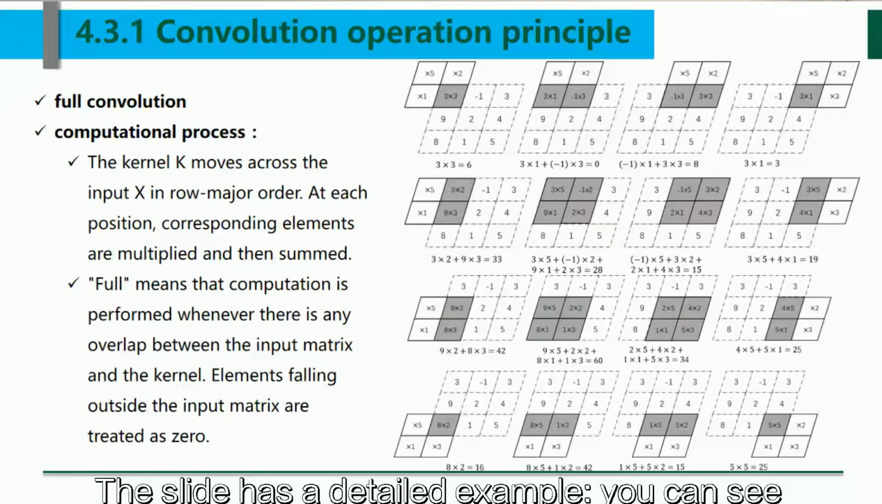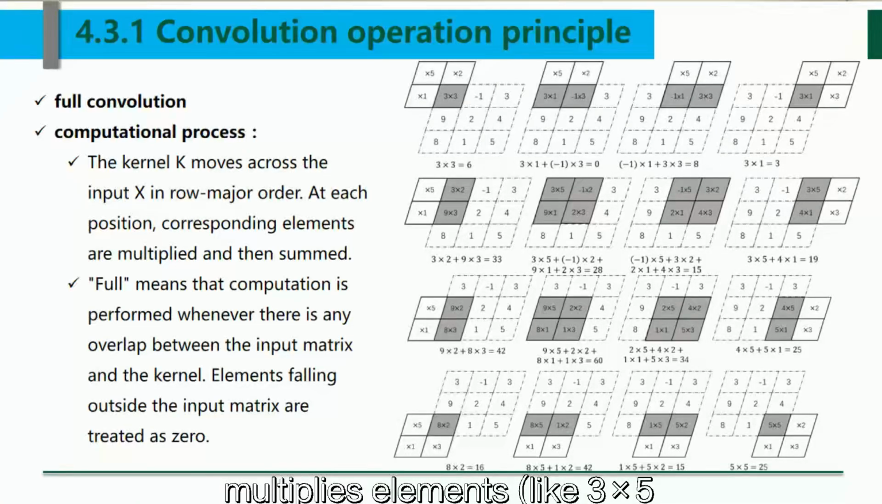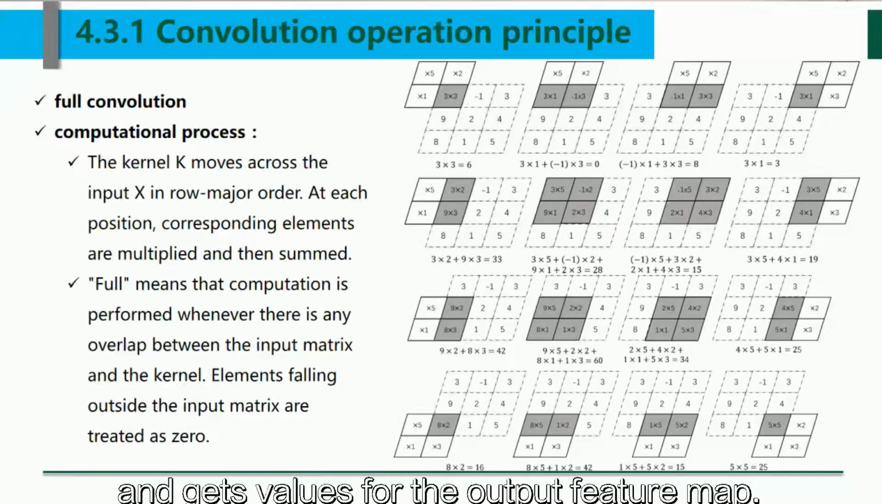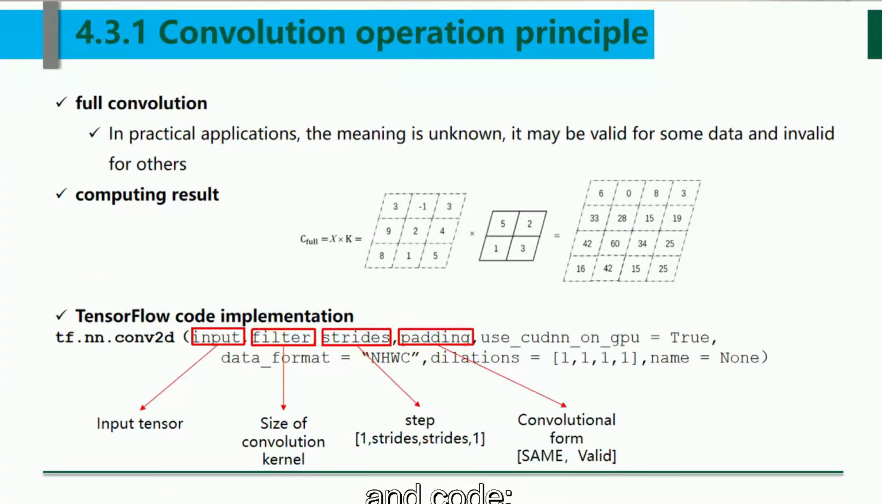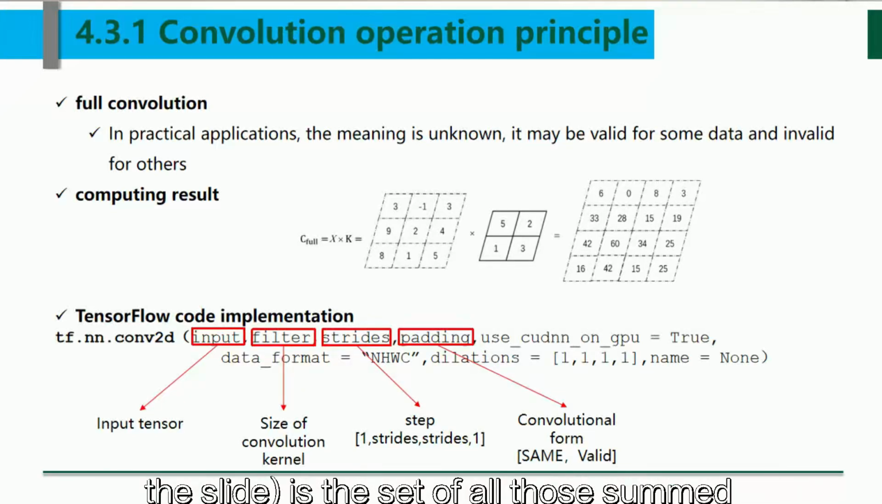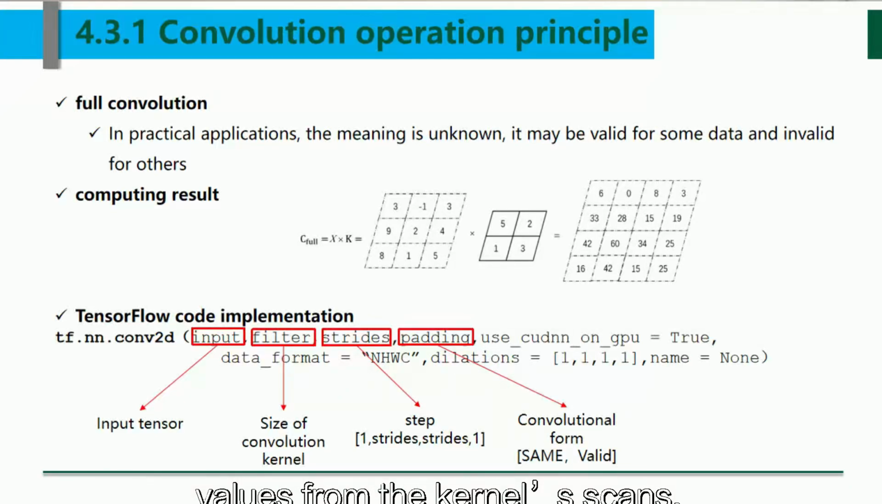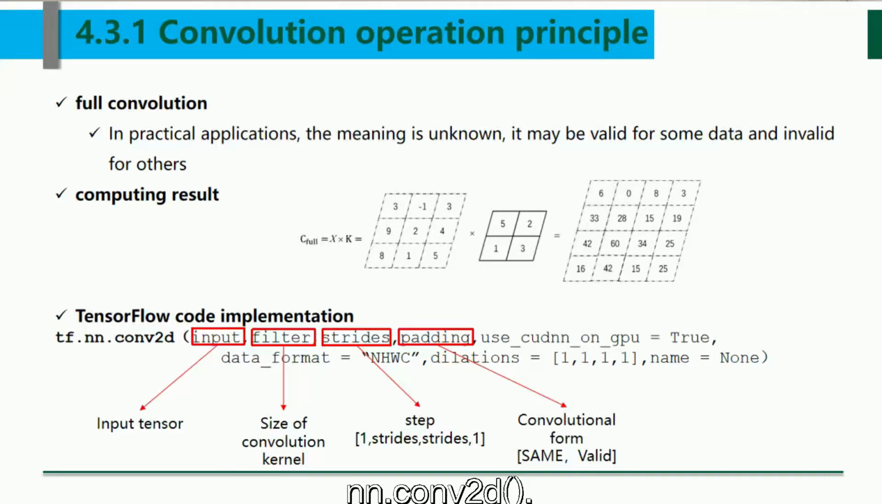The slide has a detailed example. You can see how the 3 multiplied by 3 kernel slides over the input, multiplies elements like 3 multiplied by 5, minus 1 multiplied by 2, sums them, and gets values for the output feature map. Let's wrap up full convolution with its results in code. The output of full convolution, labeled full on the slide, is the set of all those summed values from the kernel's scans. TensorFlow implementation, we use tf.nn.conv2d.